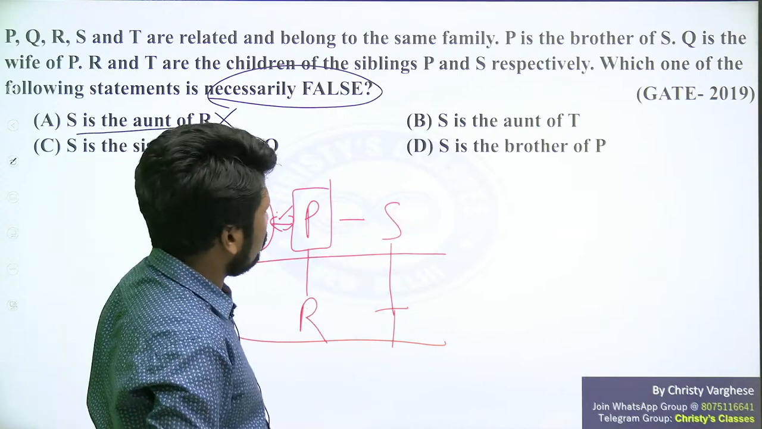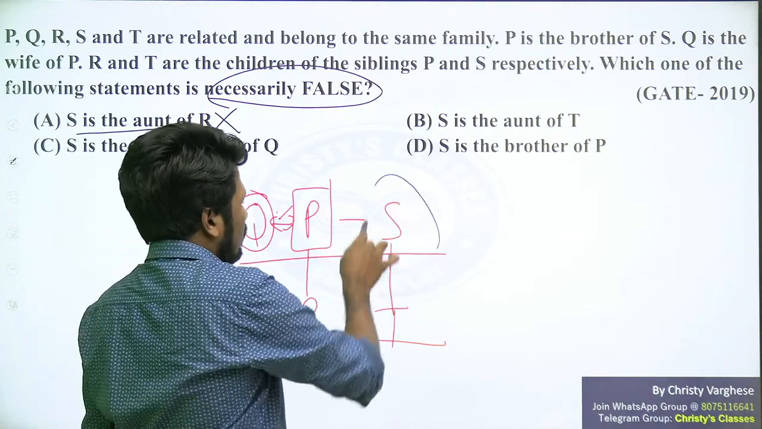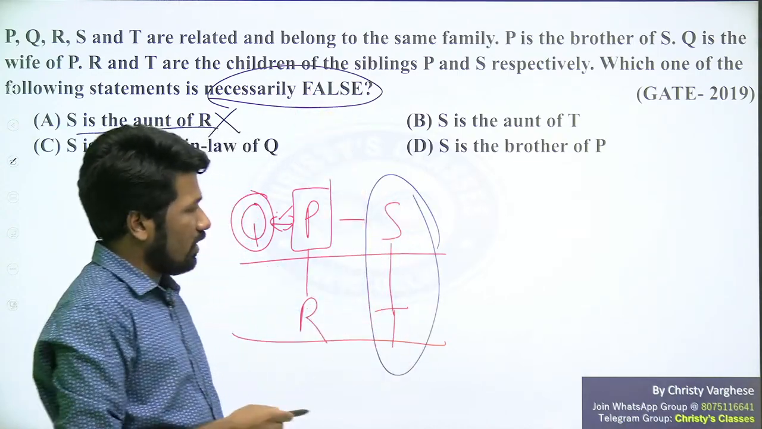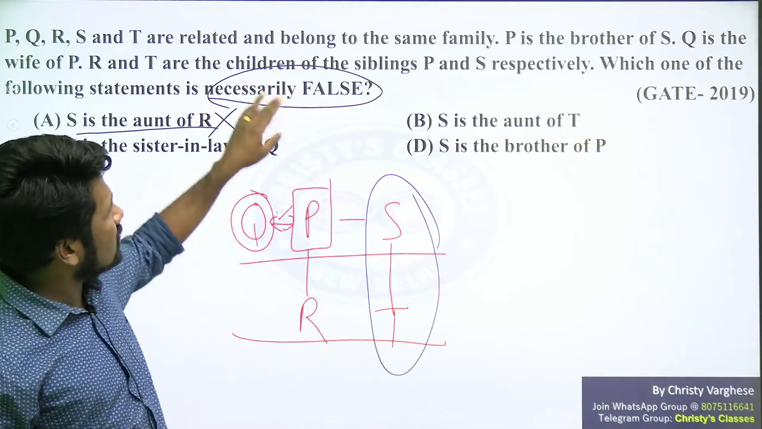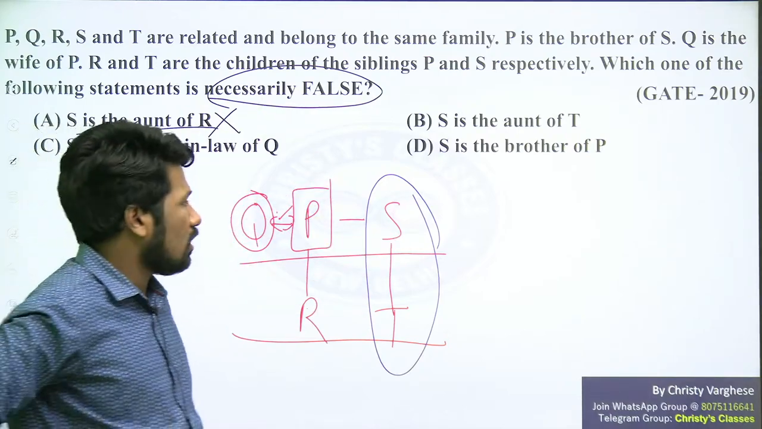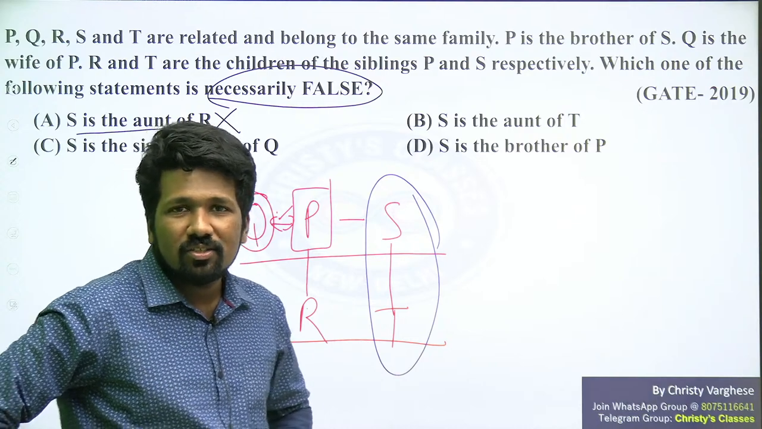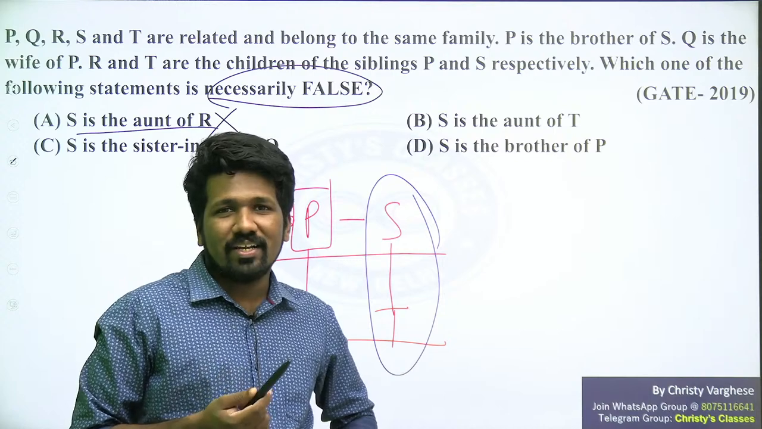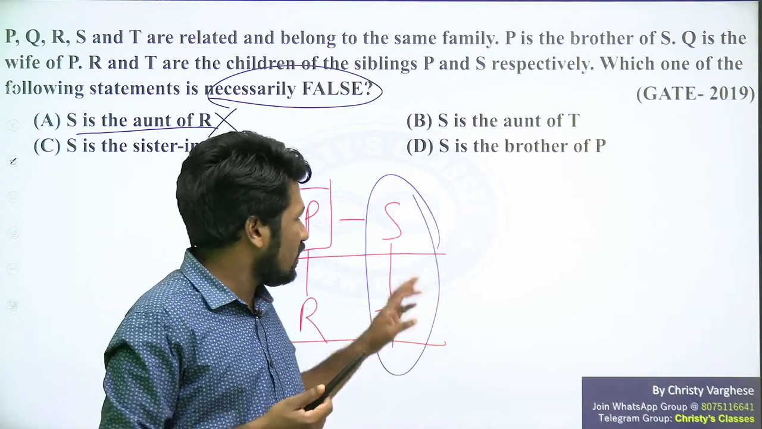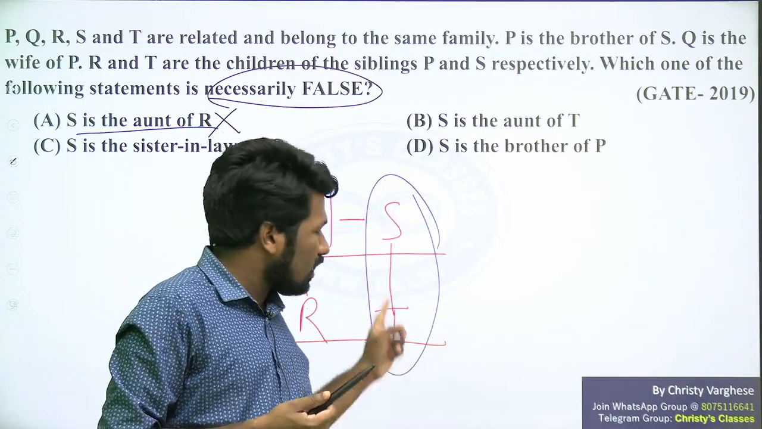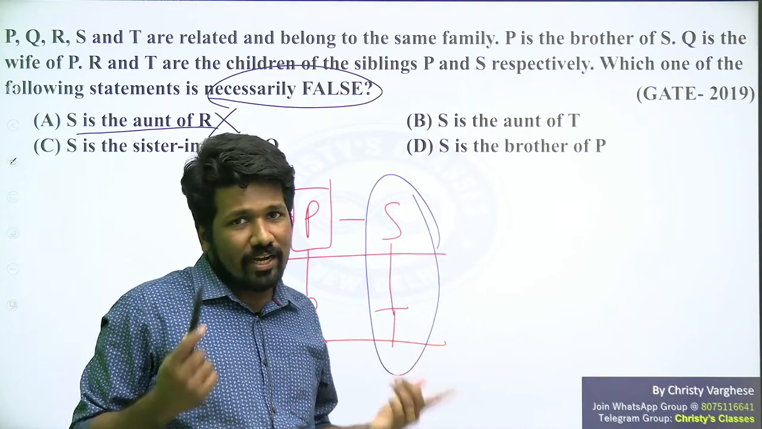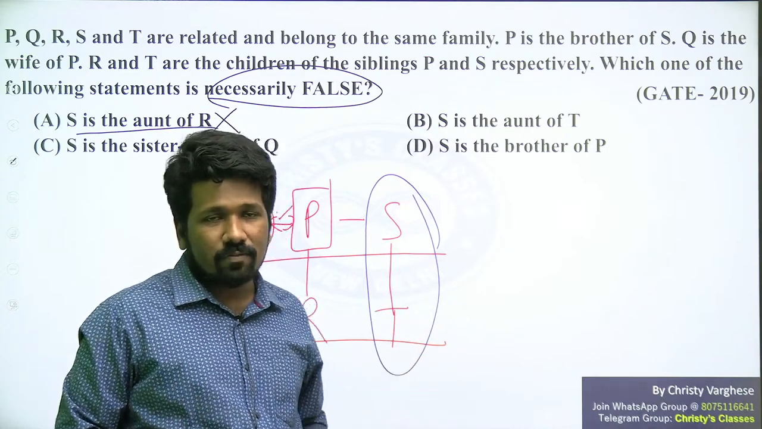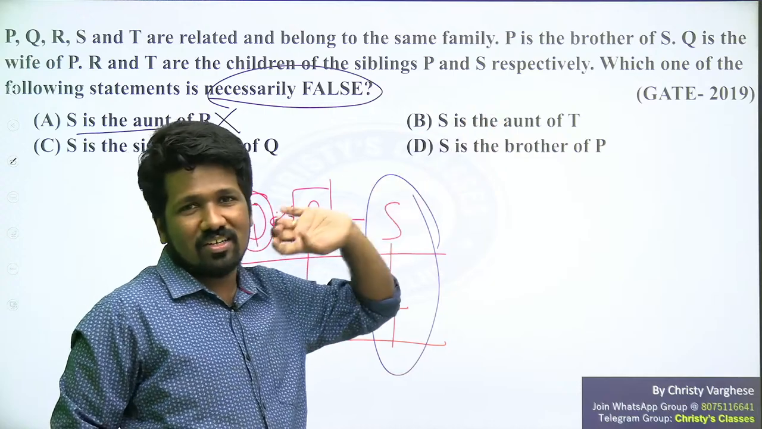S is the aunt of T. No, S is the mother or father of T already. Because S's child is T, it is directly given. So how can S be the aunt? You will not call your mother aunt, right? So definitely either S is the mother of T or S is the father of T. We don't know the gender still, whether S is the mother or father, but definitely not aunt.